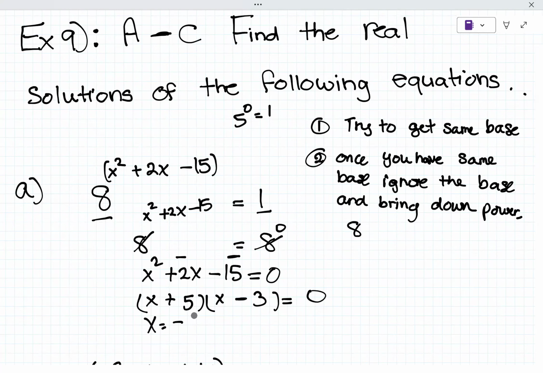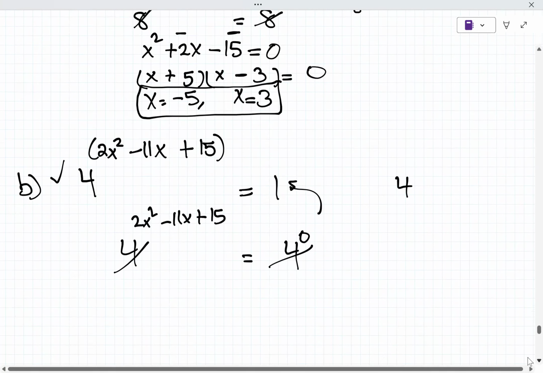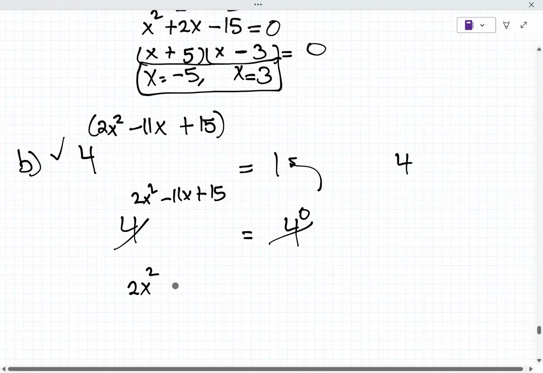Okay. B, we have 4 raised to the 2x squared minus 11x plus 15 equals 1. So let's put in a common base of 4. The left is good. The right: how do I rewrite 1 as a base of 4? It's going to be 4 to the 0, right? 4 to the 0 is the same thing as 1. And then on the left, it's just 2x squared minus 11x plus 15. As you can see, the base disappears, so you're left with 2x squared minus 11x plus 15 equals 0.